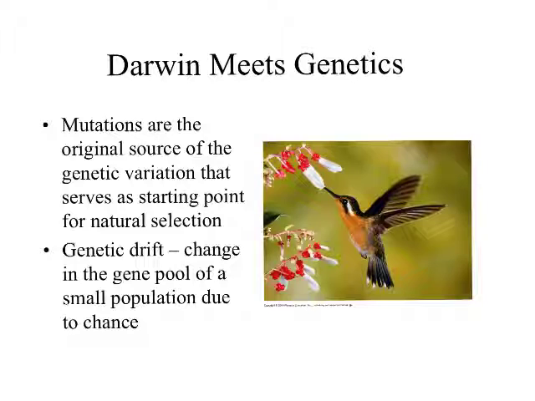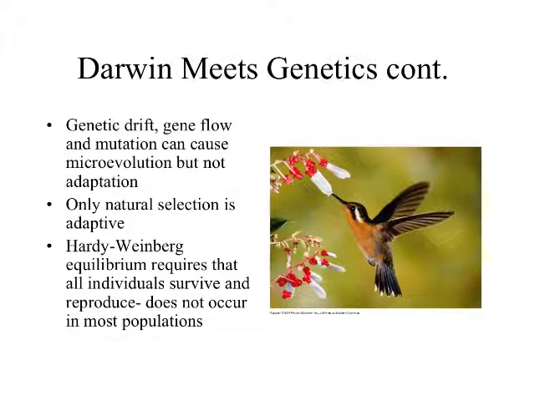Now, one more term that we have to talk about is genetic drift, and this is a change in the gene pool of a small population due to chance or due to some kind of mutation that actually takes hold in the survival of a certain population somewhere. So genetic drift is a change in the gene pool due to random chance of mutations.